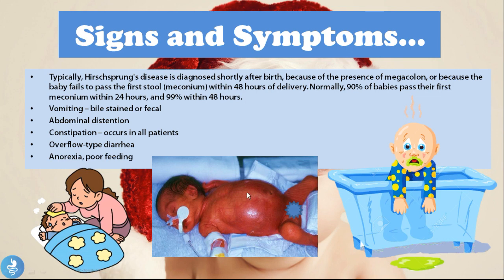So, if you look at my image below in the middle here, we see a newborn which has not passed stool, and you can see this completely distended abdomen, and that is due to the buildup of fecal matter and essentially the development of megacolon in this baby because he's unable to pass stool. The newborn may also have vomiting, which could be bile stained or fecal, abdominal distension, constipation, which occurs in all patients because they are unable to pass the stool out, overflow type of diarrhea, or anorexia and poor feeding.